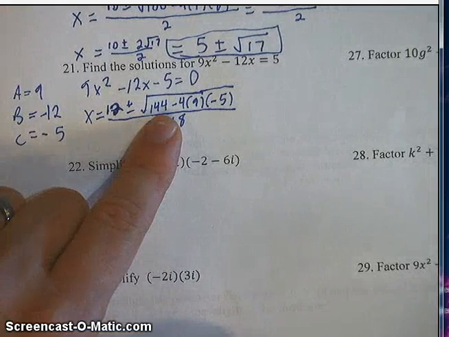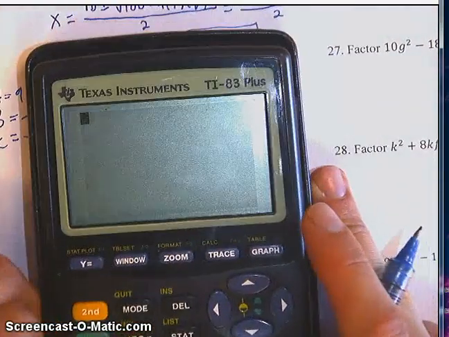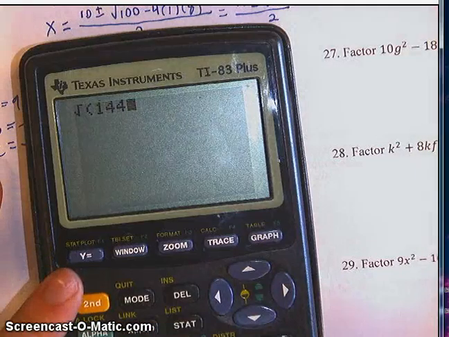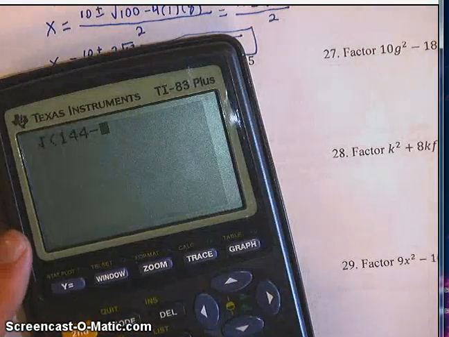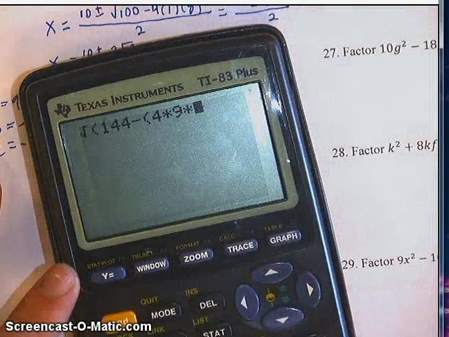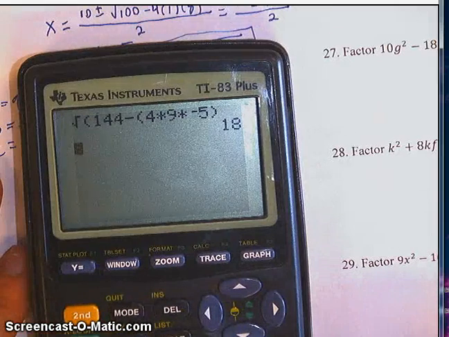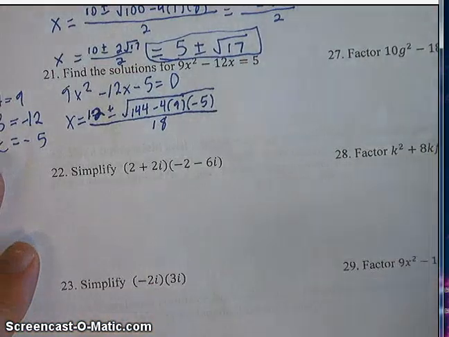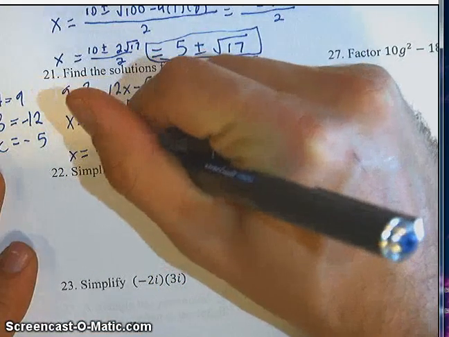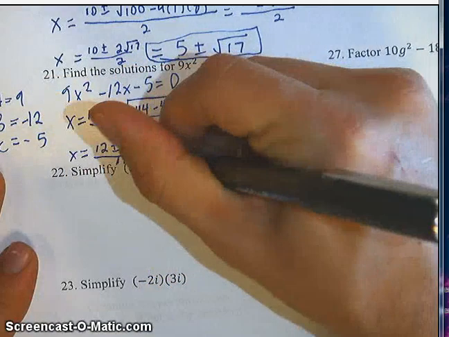Right here, underneath the square root, that's the discriminant. I'm going to work that out on the calculator real quick. The square root of 144 minus 4 times 9 times negative 5 is simply 18. So that means I've got x equals 12 plus and minus 18, all divided by 18.